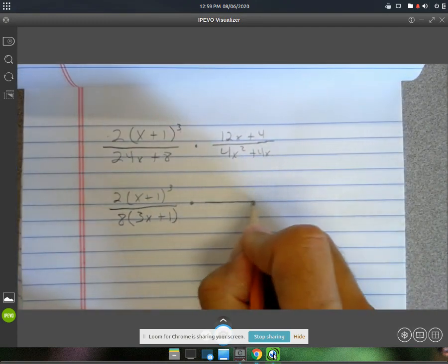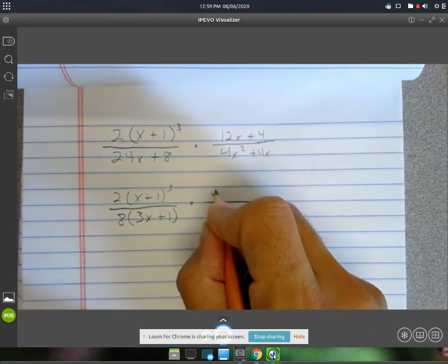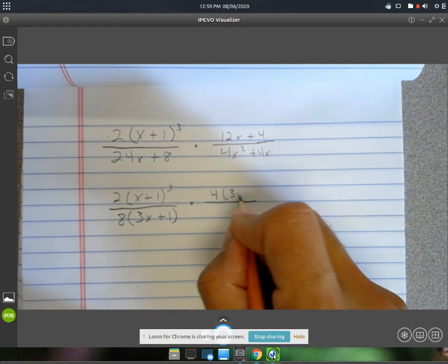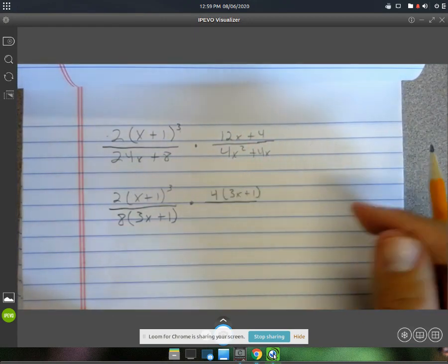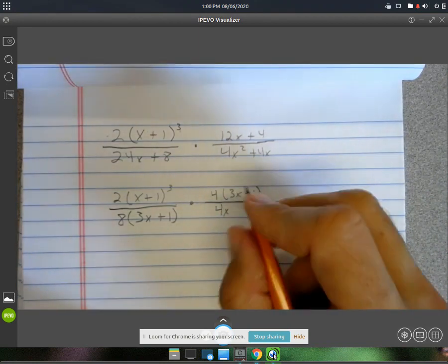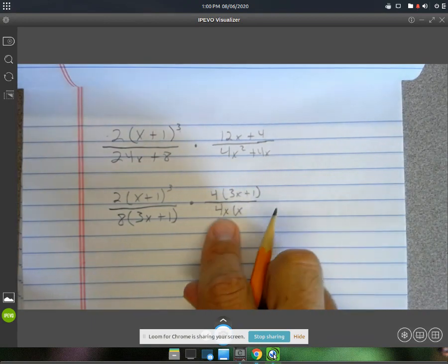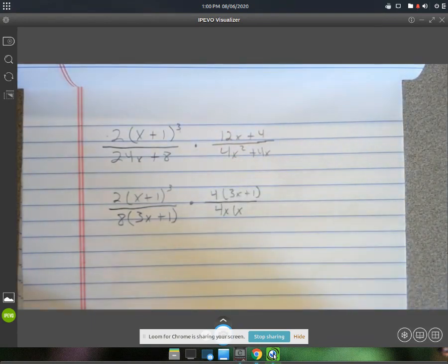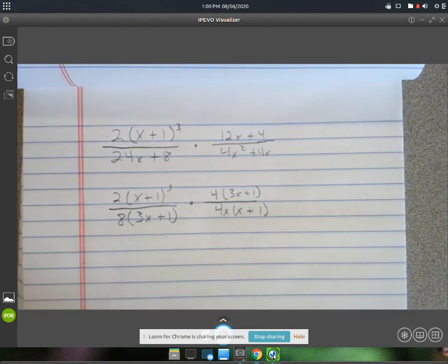All right, over here, we've got 12 and 4. You can factor a 4 out of both of those. That'll be a 3x plus 1. In the bottom, they both have a 4 and they both have an x, so let's factor out a 4x. That's going to leave us with an x. 4x times x gives you 4x squared, and then 4x times 1.